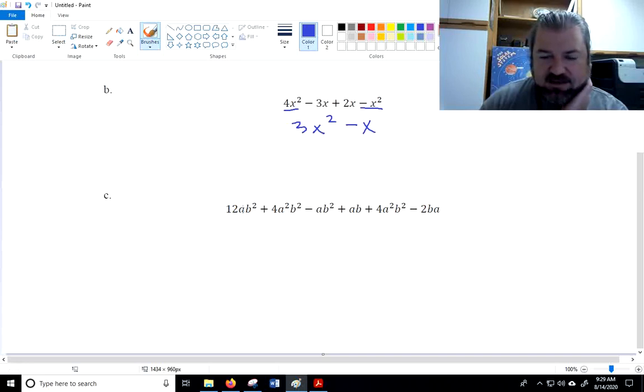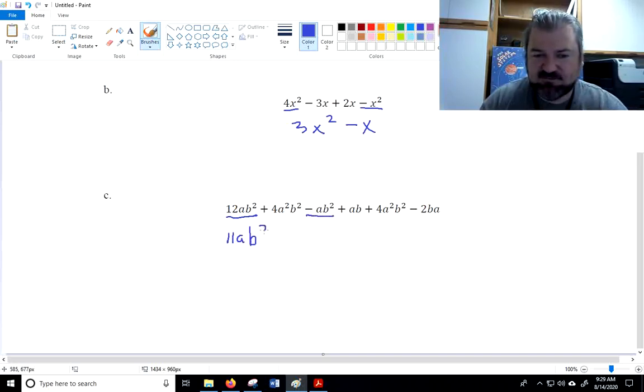Okay, 12ab squared. Remember, we need to have the same variables, exact same exponents. So here I have a 12ab squared and a minus 1ab squared, making this 11ab squared. Then I have 4a squared b squared plus another 4a squared b squared, which is 8a squared b squared.